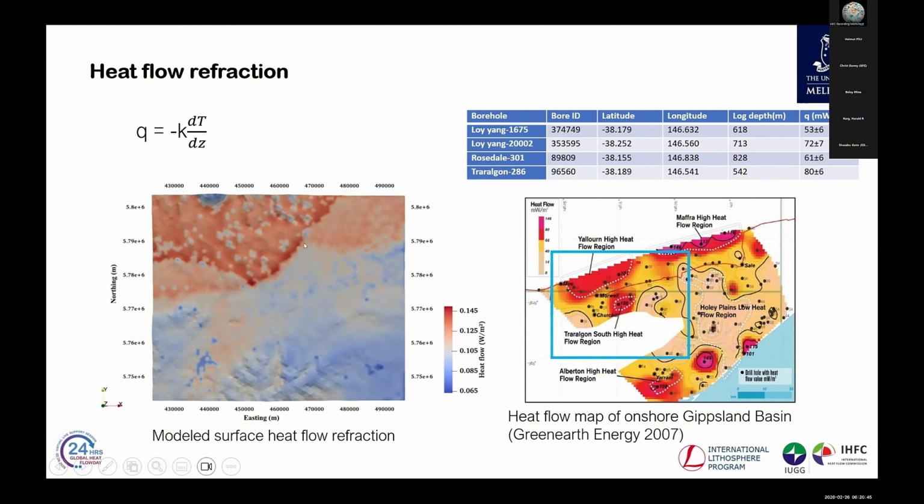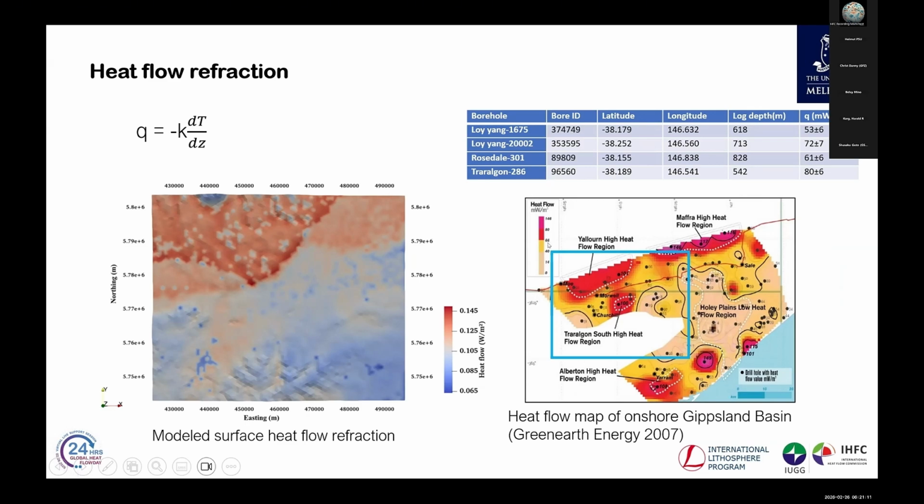Especially in granitic rocks where the basement rock is exposed, we have very high heat flow. In areas where we have coal units and other sedimentary units with low thermal conductivity values, the heat flow is low compared to the northern parts of the study area.